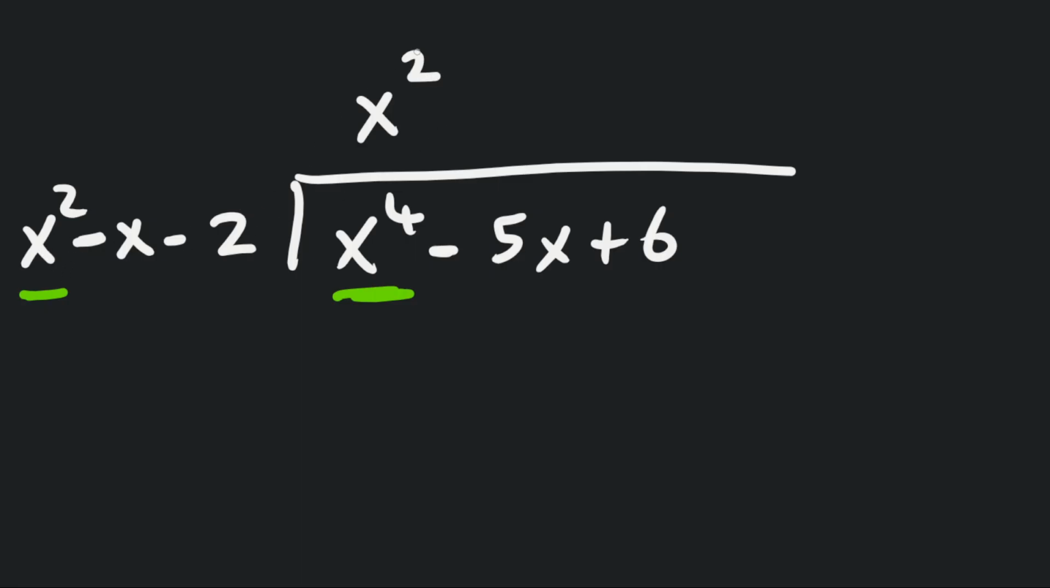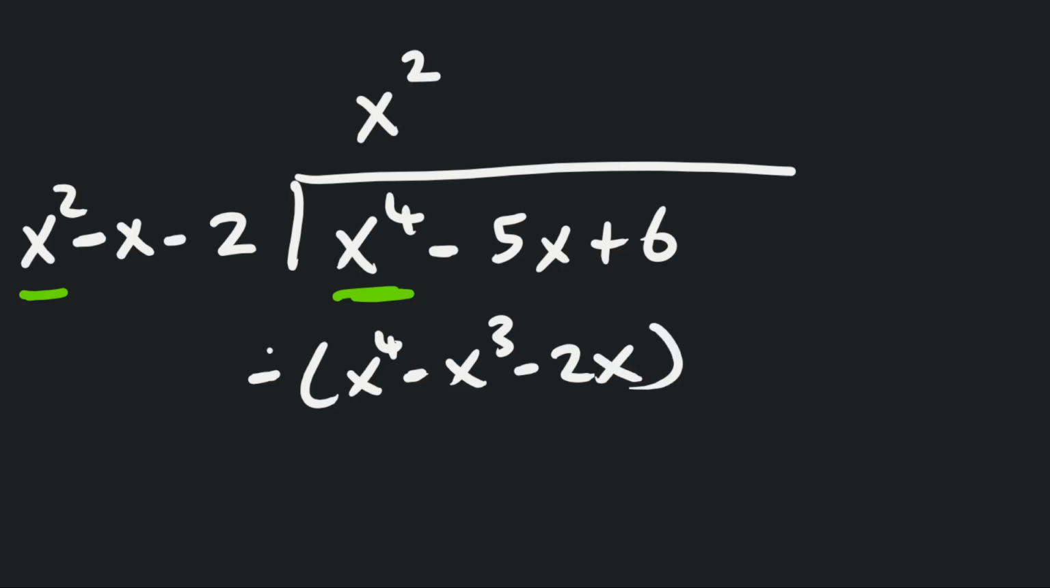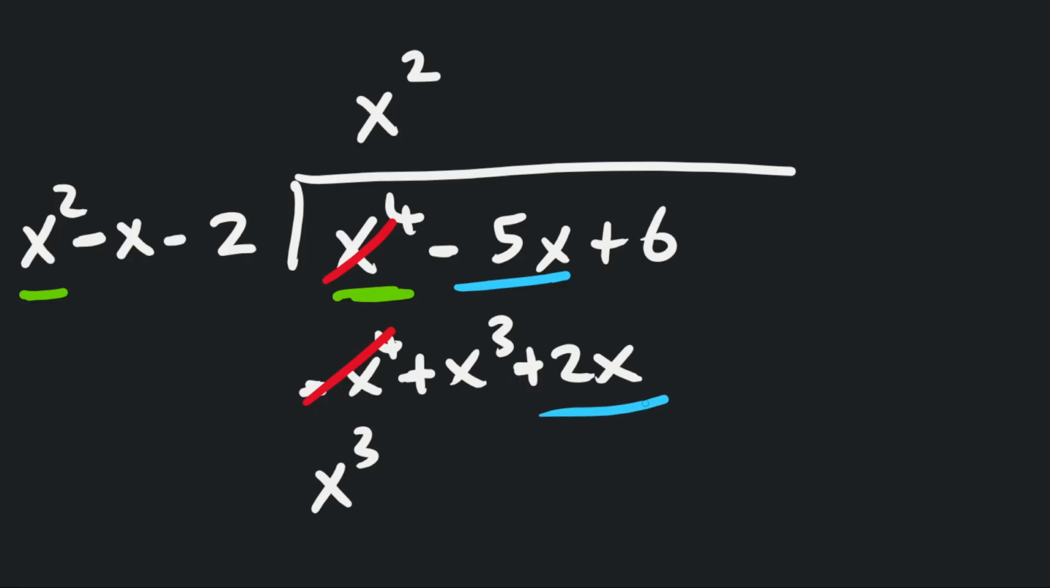And then we do x squared times this whole trinomial right here. So minus x to the 4th minus x to the 3rd minus 2x squared. And then we distribute this negative throughout every term. So this becomes negative x to the 4th plus x cubed plus 2x squared. X to the 4th minus x to the 4th cancels, and then we have x cubed, and then we have this minus 5x plus 2x is minus 3x. Then we have this plus 6 right here.